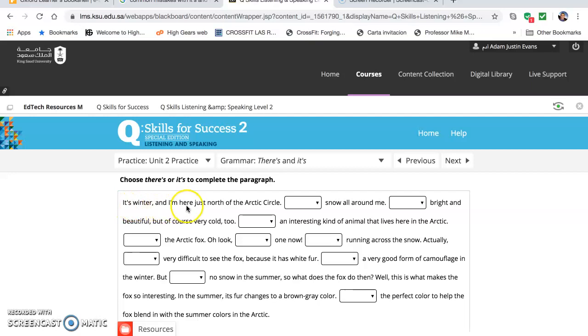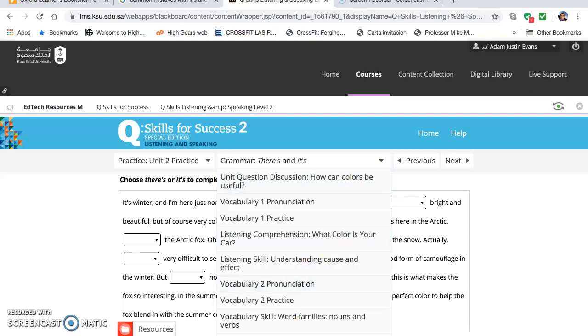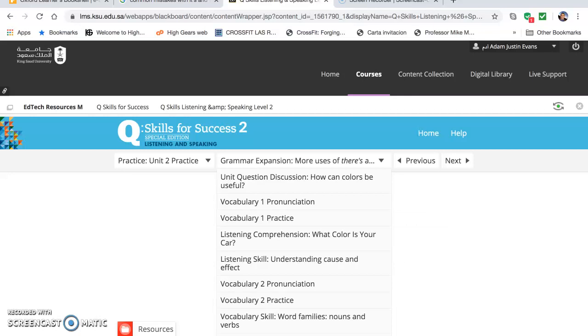It's winter and I'm here just north of the Arctic Circle, snow all around me. Is it theirs or its? Okay, please take your time to do this exercise. And when you've finished, I'd like you to try the next exercise, the grammar expansion.